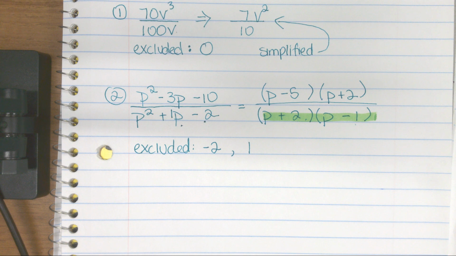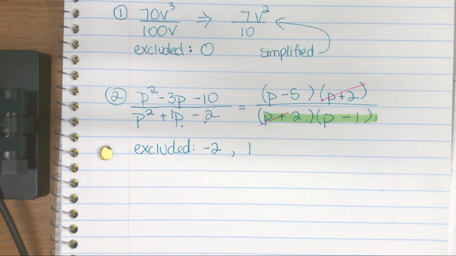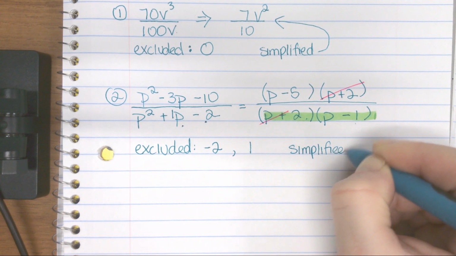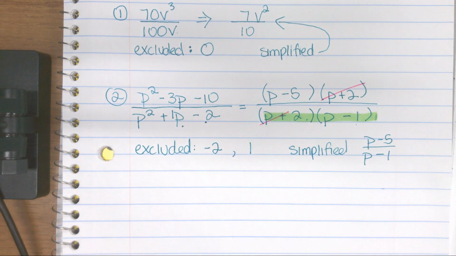Next, would you go ahead and cancel any factors on top and bottom? What cancels? The p plus 2. So what we're left with is my simplified expression: p minus 5 over p minus 1 would be the simplified expression. Okay, then let's do one last one.